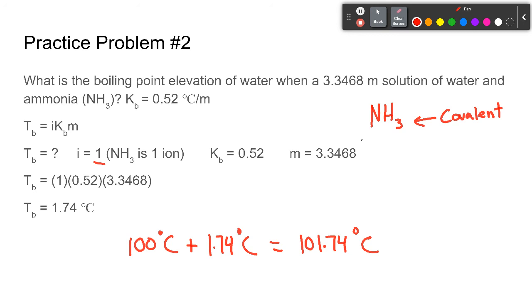So the biggest takeaway when we're talking about freezing point depression and boiling point elevation is in our equations, our freezing point depression is going to have a negative sign beside the i, and in our boiling point elevation, there is no sign beside the i.